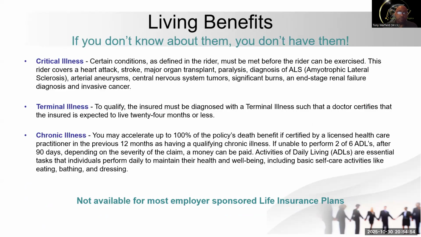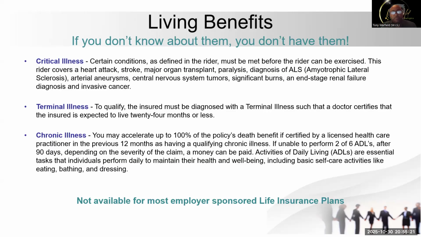Going a little bit deeper on the living benefits, critical illness covers certain conditions: major heart attack, stroke, major organ transplant, paralysis, amyotrophic lateral sclerosis, arterial aneurysms, central nervous system tumors, significant burns, end-stage renal failure, or invasive cancer. If you were to have that type of critical illness, depending on the severity, you can make a claim and get money while you're still alive, right? They use that money to get you back on your feet, get you cured, get you moving on.